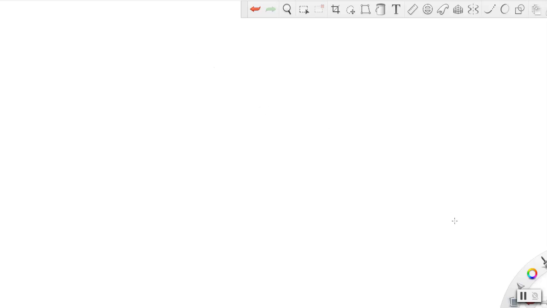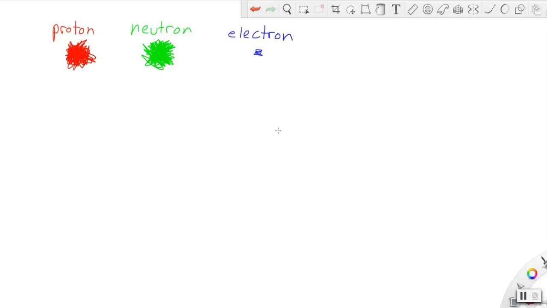Okay, so the first thing that we should look at is the components of an atom. There's the proton, there's the neutron, and there's the electron. These are the primary constituents of an atom. We have learned that these are made of even smaller pieces called quarks, or the proton and the neutron are. However, the electron is not made, as far as we know, of anything more fundamental. It is its own fundamental particle.